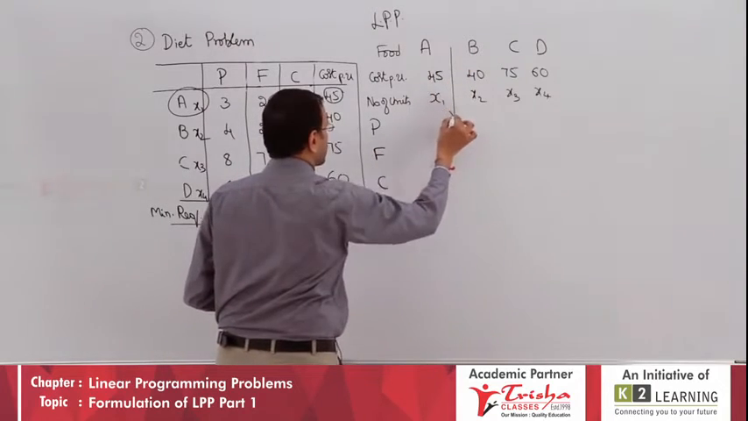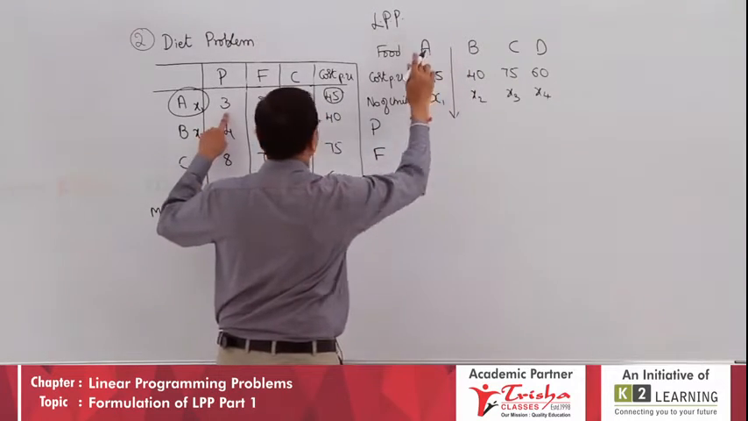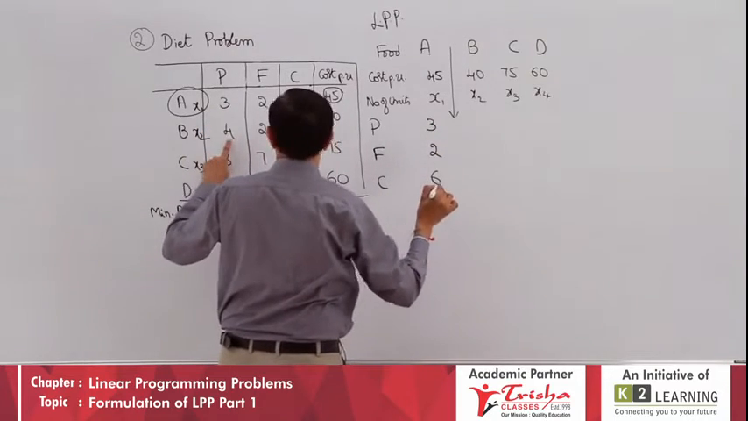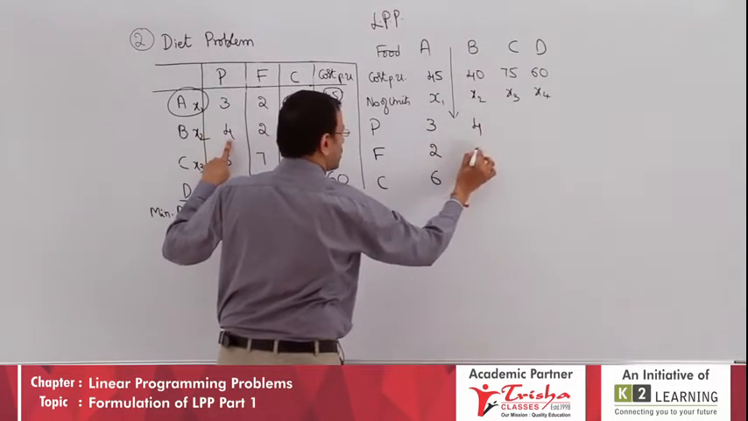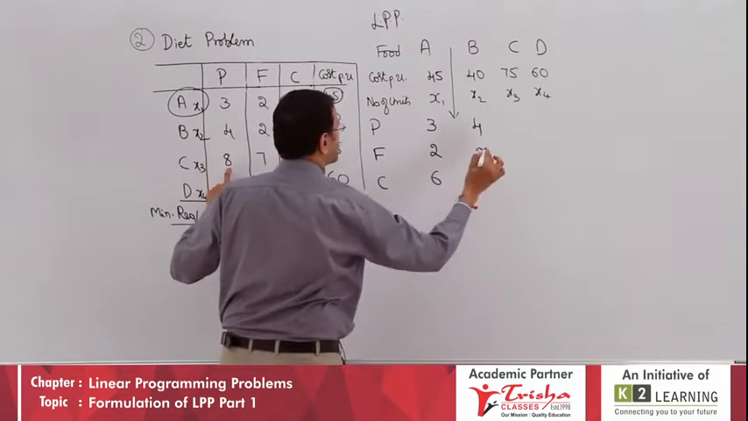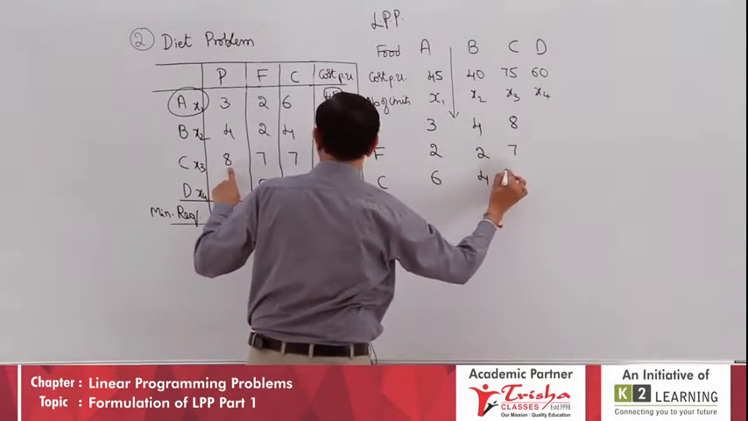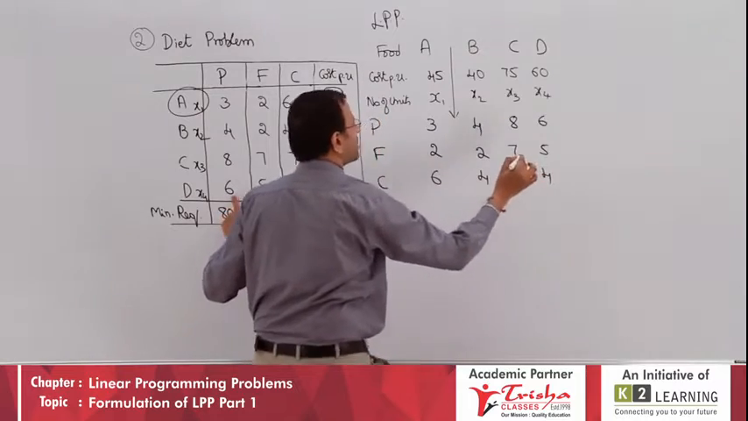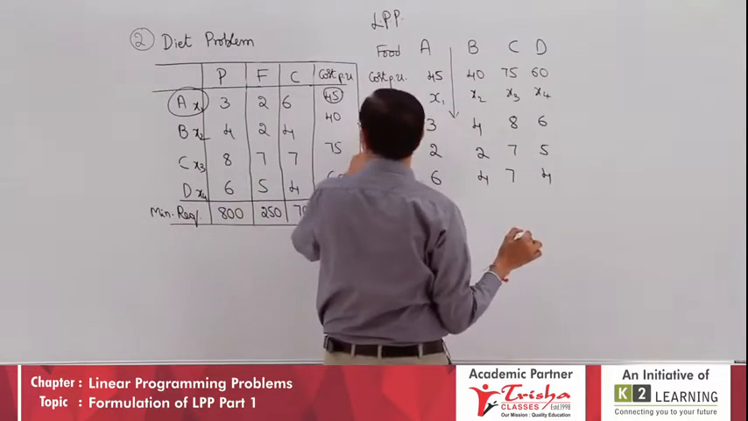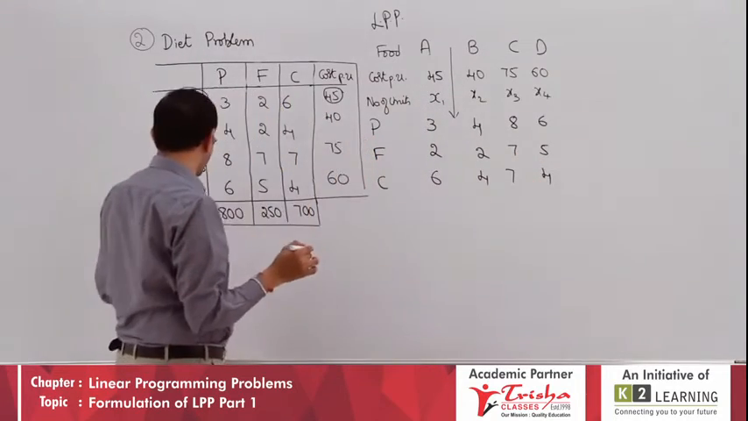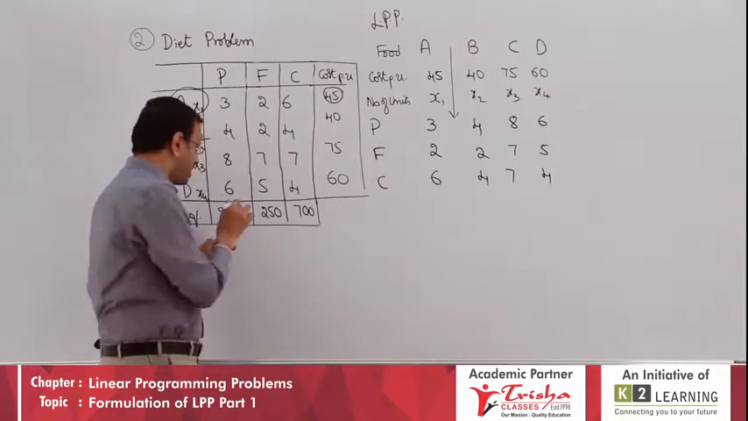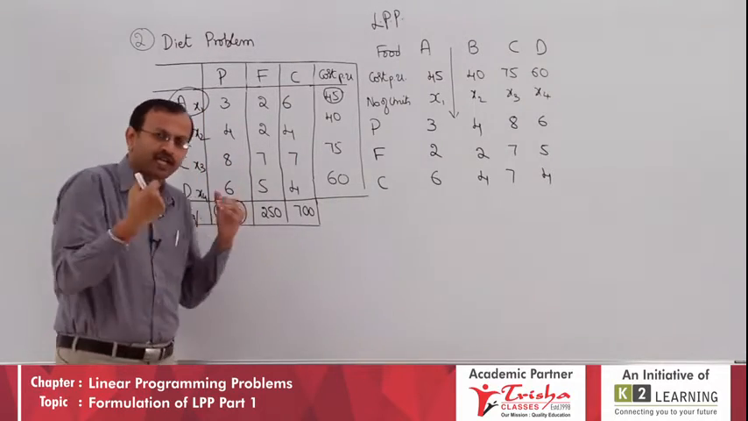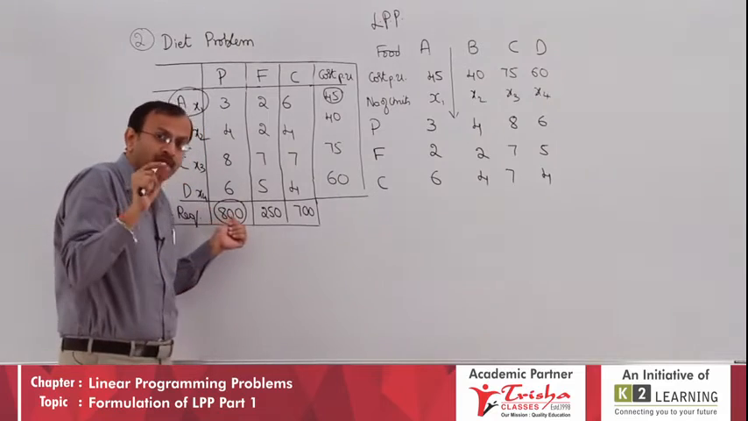Product A downward requires 3, 2, 6. Similarly, product B requires 4, 2, 4. Product C requires 8, 7, 7. Finally, 6, 5, 4. And what is the maximum or minimum? The requirement here is the minimum requirement. Protein, all 4 products put together, the dietitian would like to have minimum 800.